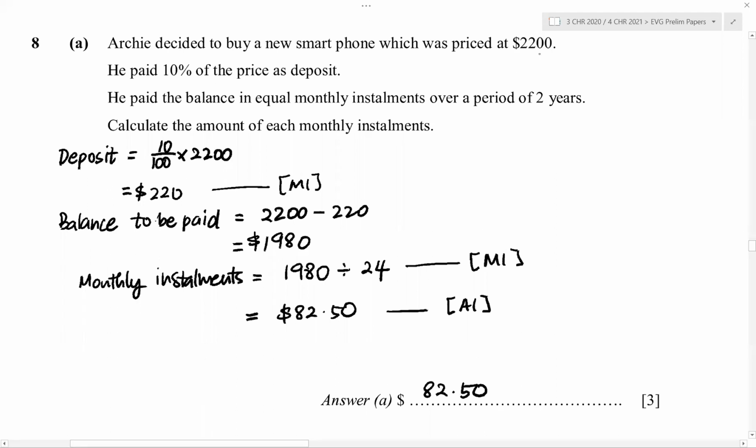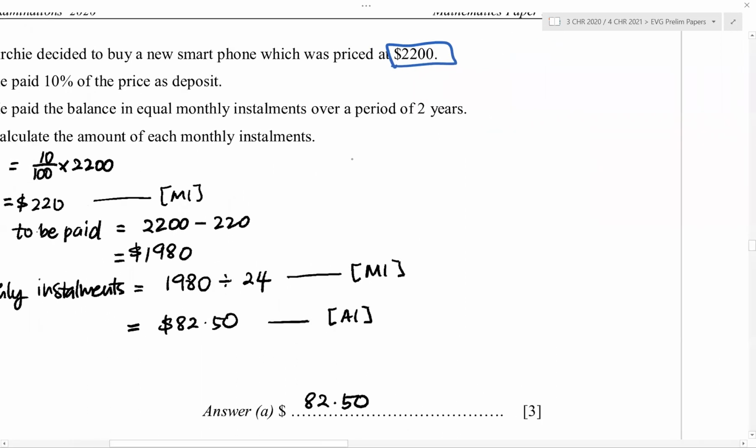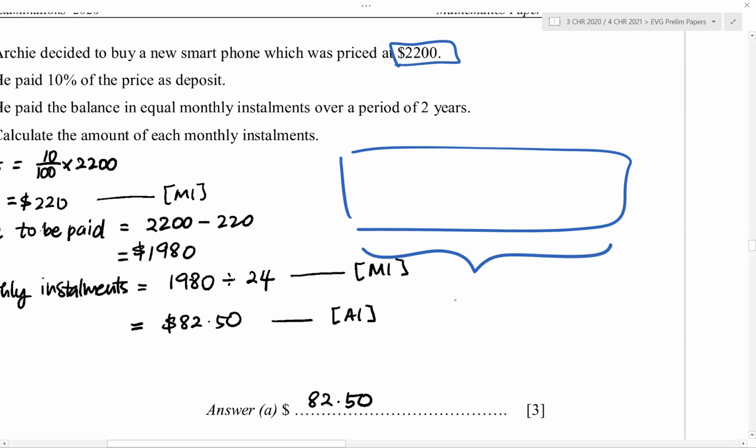Now the smartphone original price is 2,200. Yeah, that's what I'm explaining. Okay, so the phone was originally $2,200, but he paid 10% as deposit first. This is 10%. Finding 10%, the $220, you get 1 mark.